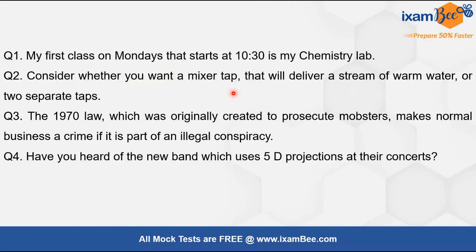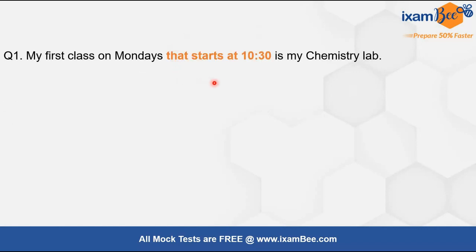Now let's see some sentences and try to check if they are correct or not. The first sentence says, my first class on Mondays that starts at 10:30 is my chemistry lab. When we try to remove this clause, the sentence will still make sense: my first class on Mondays is my chemistry lab. The highlighted part is only adding information to the existing sentence. So the usage of that is not correct here. We will use which here.